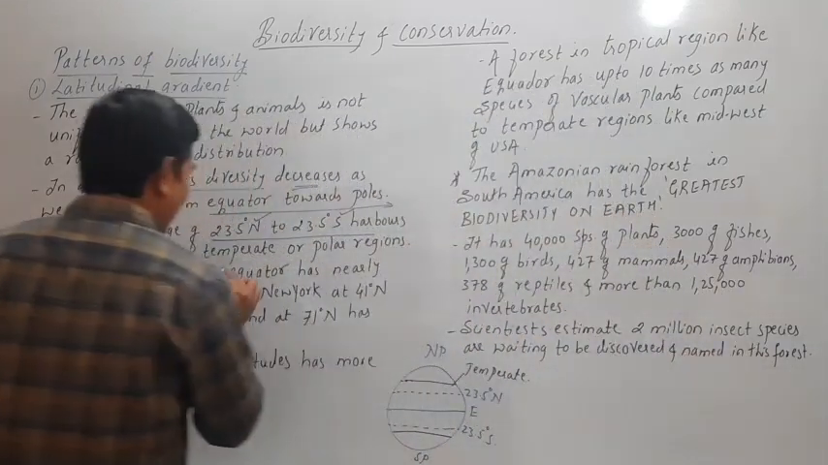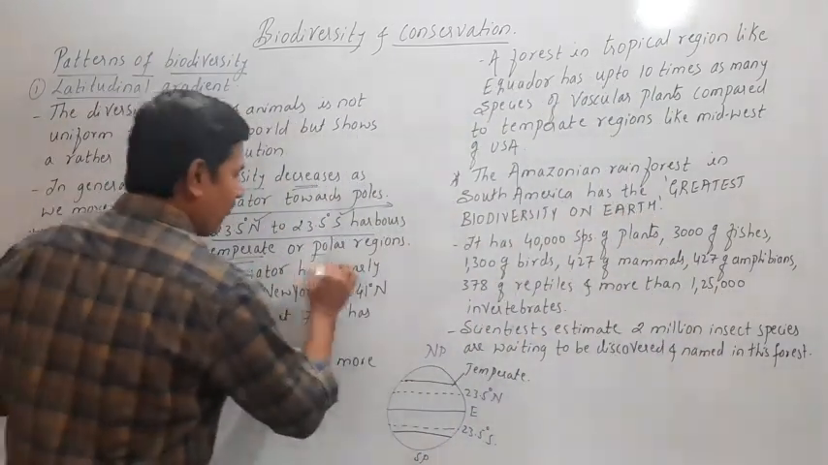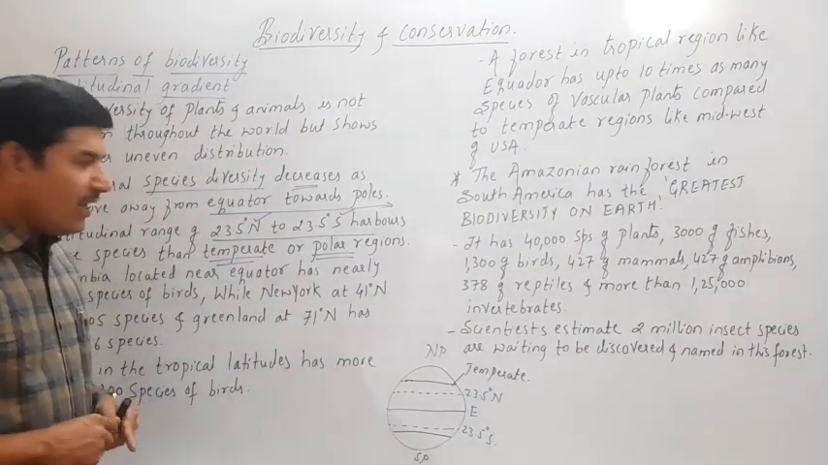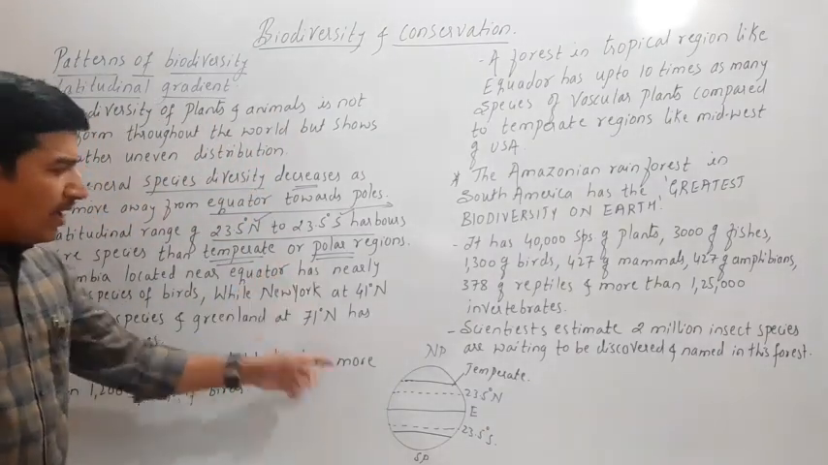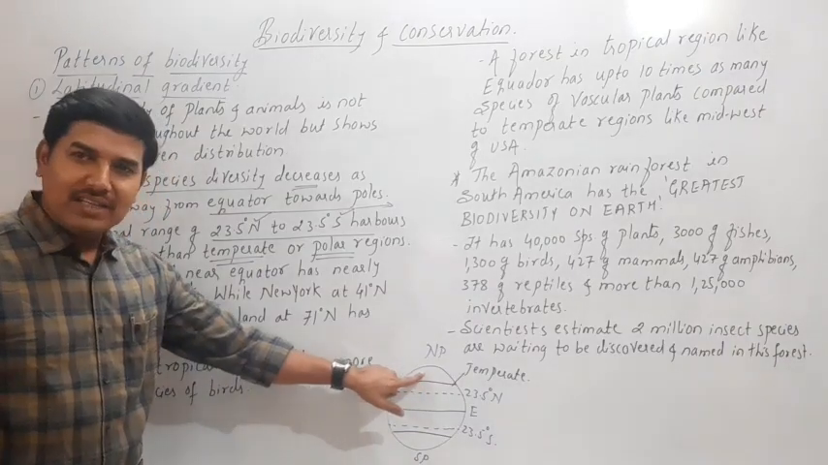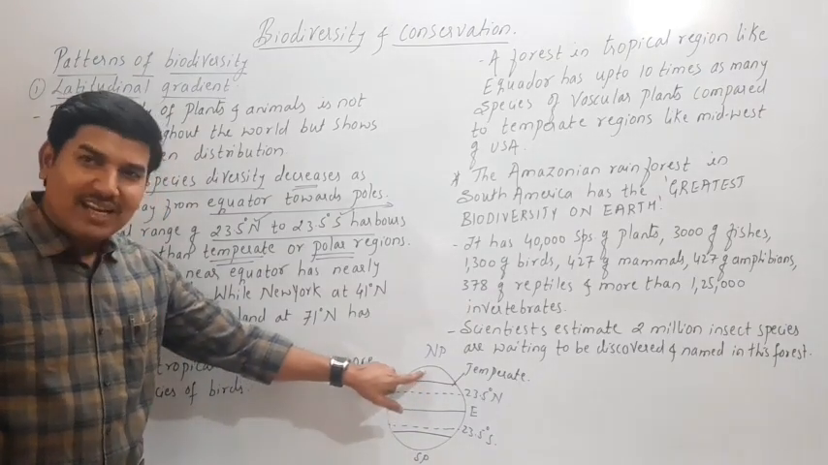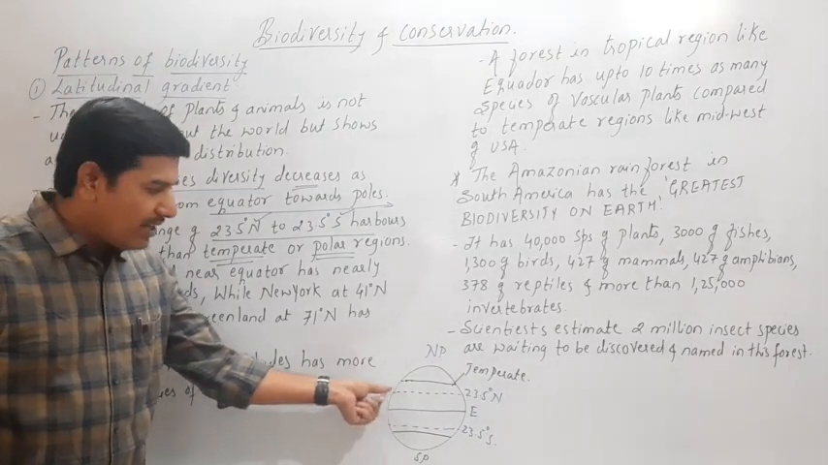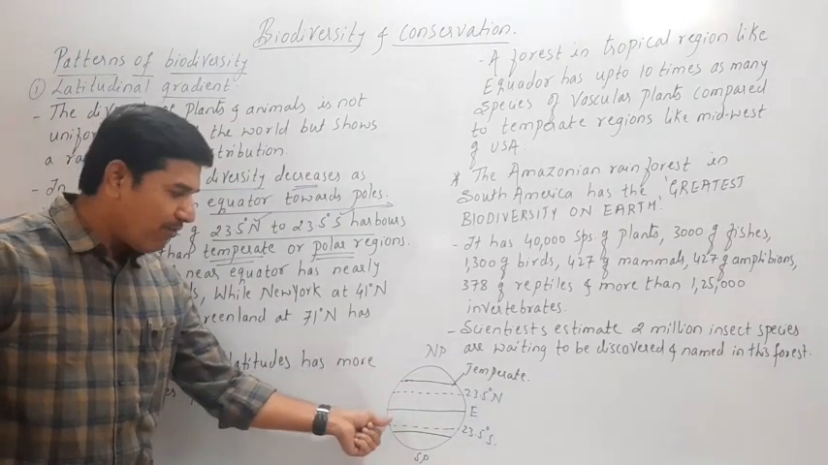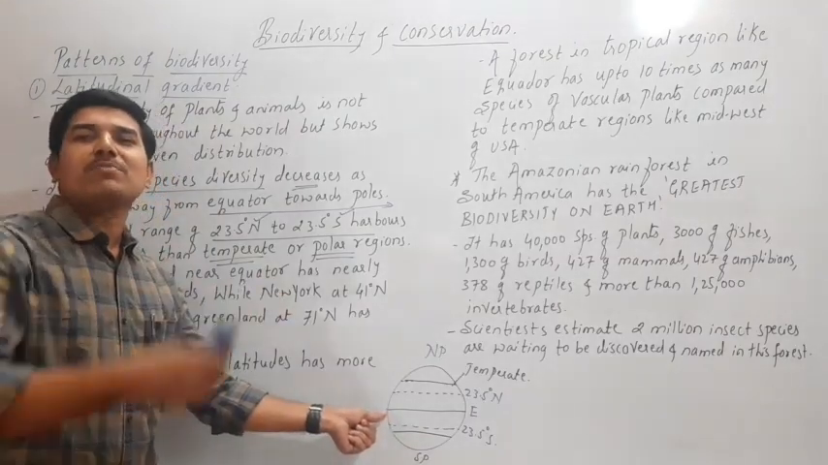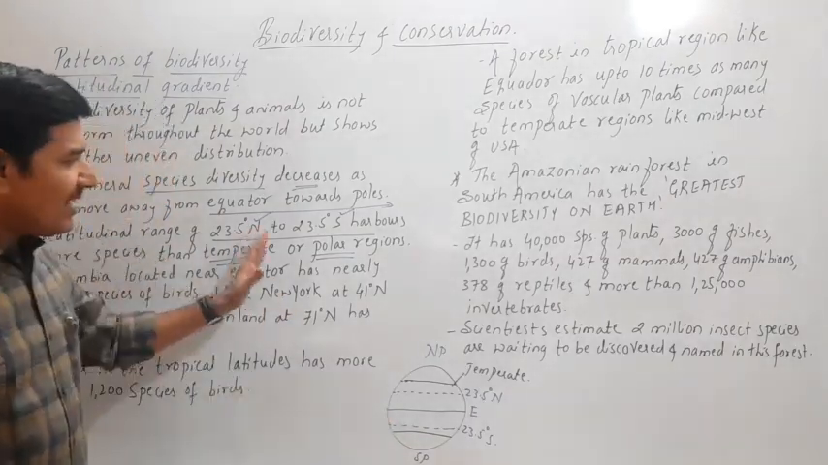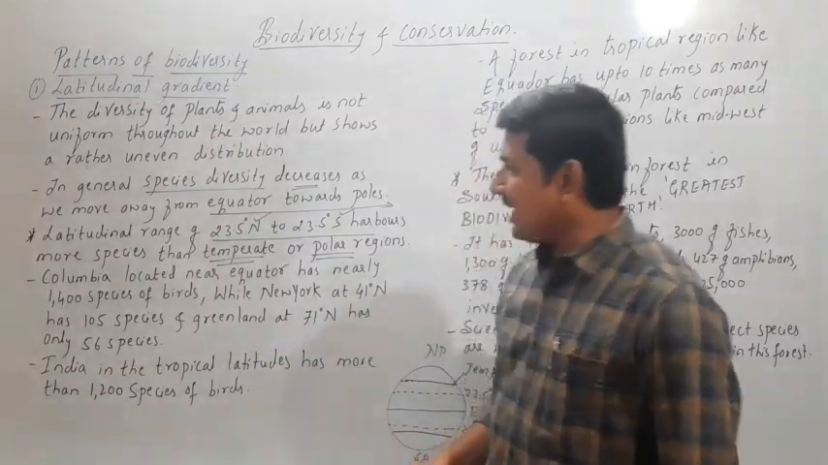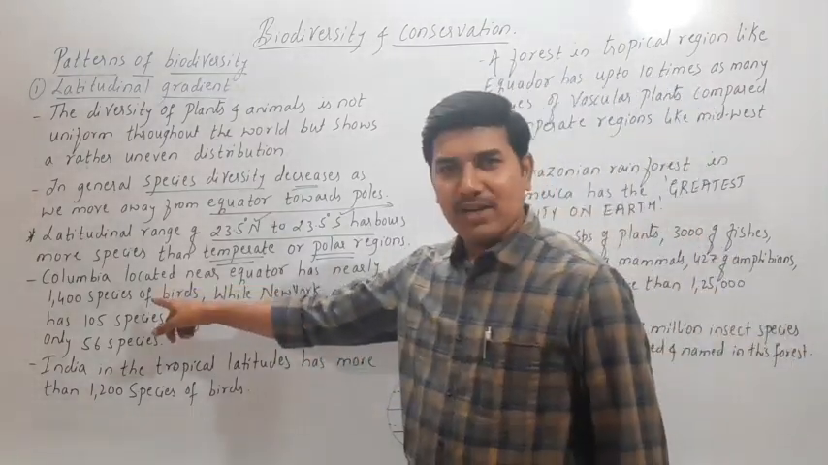Okay, this is a comparative account for the species where they are present in temperate and polar. In the temperate region and polar region, the number of species is less. In this belt, the equatorial belt, 23.5 degree north and 23.5 degree south, the total number of species is more. So that is the statement which an ecologist says. Then let's go to the next one.